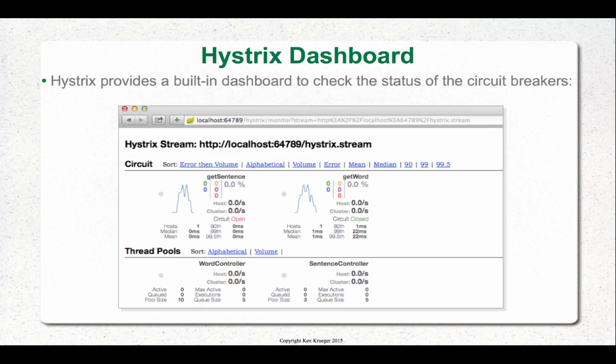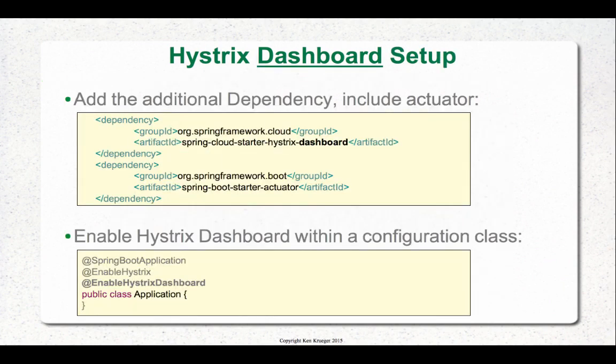Now it takes a bit of time to get used to what the display is telling you, but in time you can see that it is giving you a lot of insight into your application. Now if you want to use a Hystrix dashboard, you add the Spring Cloud dependency for the dashboard and make sure that Spring Boot Actuator is also present. To enable the dashboard within your configuration class, in addition to the enable annotation you have for Hystrix, you add the enable Hystrix dashboard. So again, it's not the same annotation, it's not the same dependency.